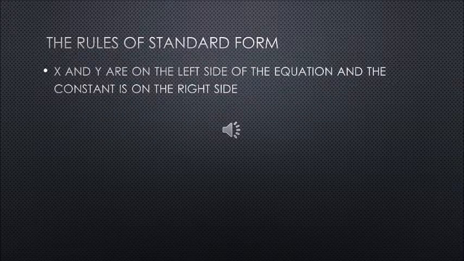There are some general rules for writing an equation in standard form. And remember, when an equation is written in standard form, we know that equation is linear. First thing we're going to do is have x and y on the left side of the equation, and we're going to put the constant on the right side of the equation. We'll manipulate the equation to do this.